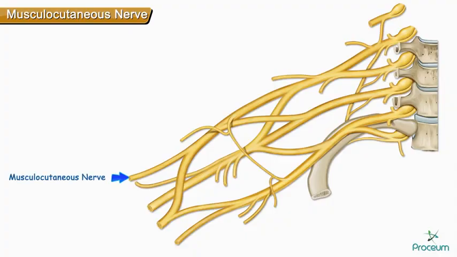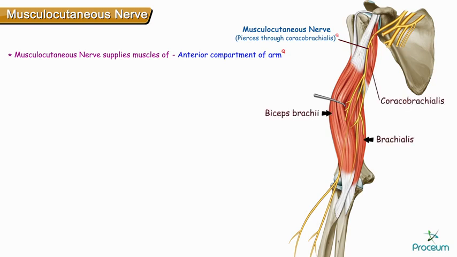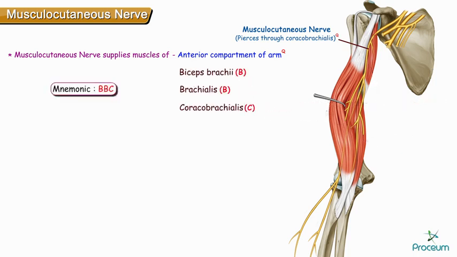Musculocutaneous nerve. Musculocutaneous nerve is a branch of lateral cord of brachial plexus. The root value is C5, C6 and C7. Musculocutaneous nerve supplies the muscles of anterior compartment of arm like the biceps brachii, brachialis and coracobrachialis. So the muscles of anterior compartment of arm are supplied by musculocutaneous nerve.